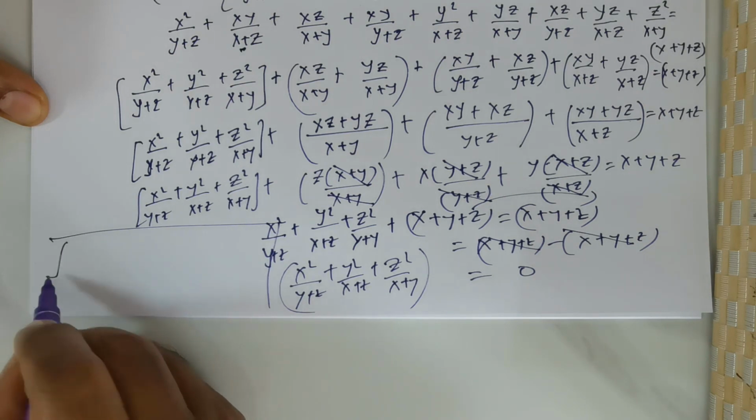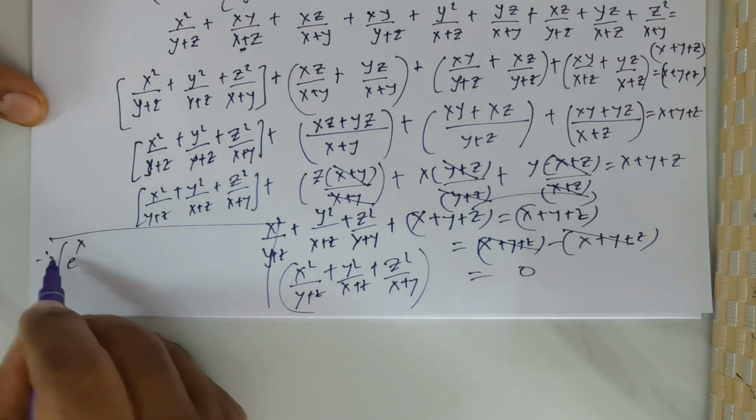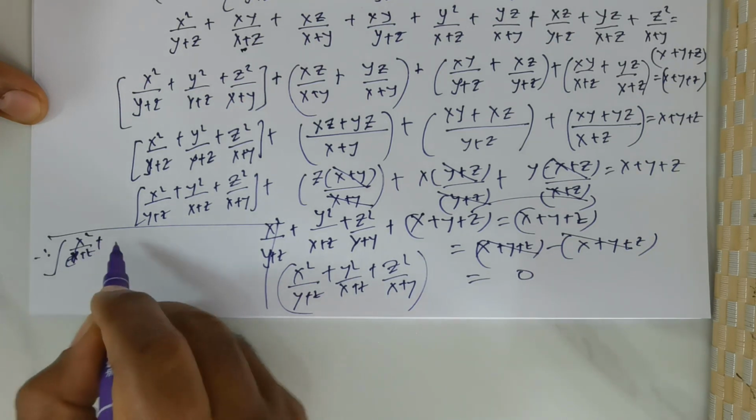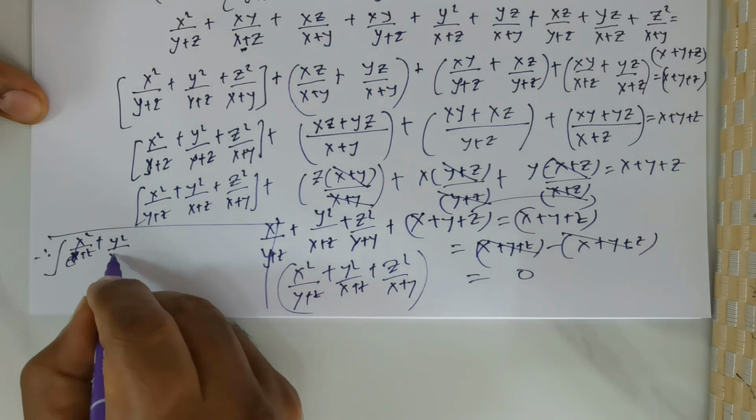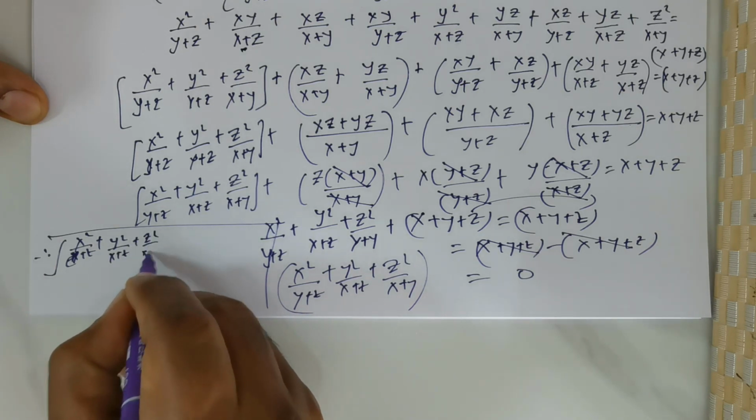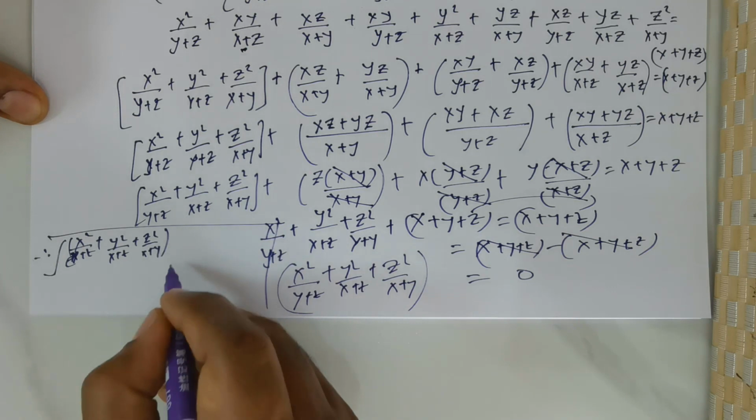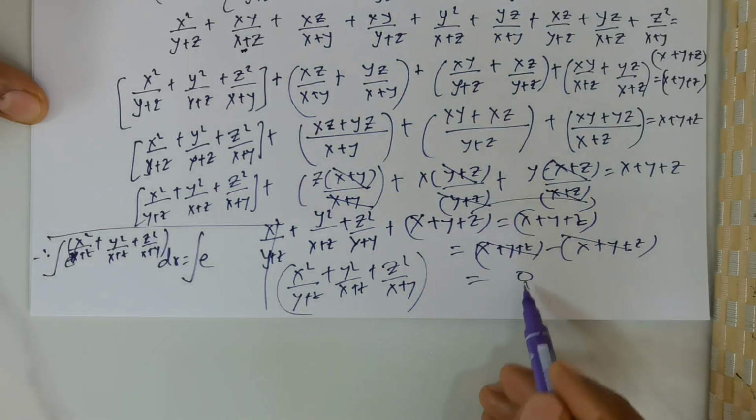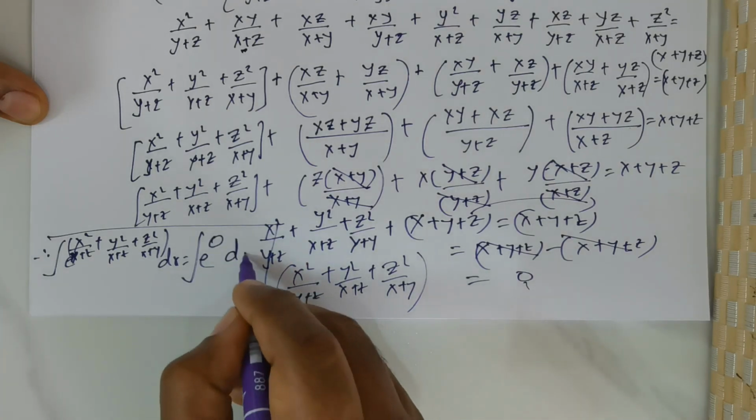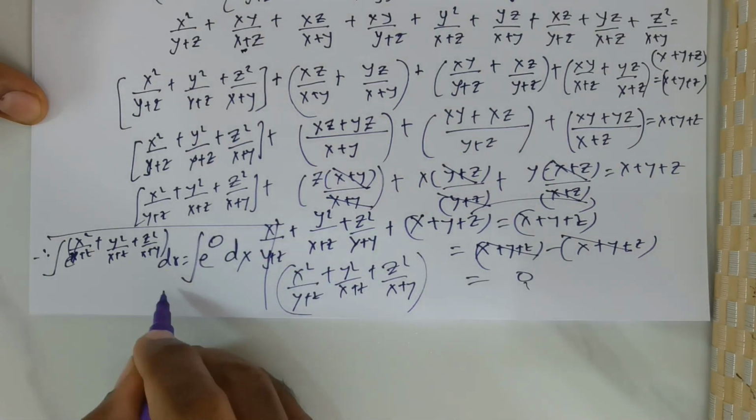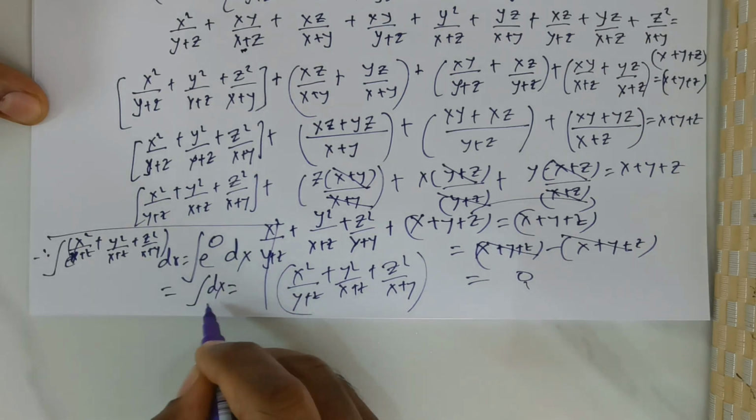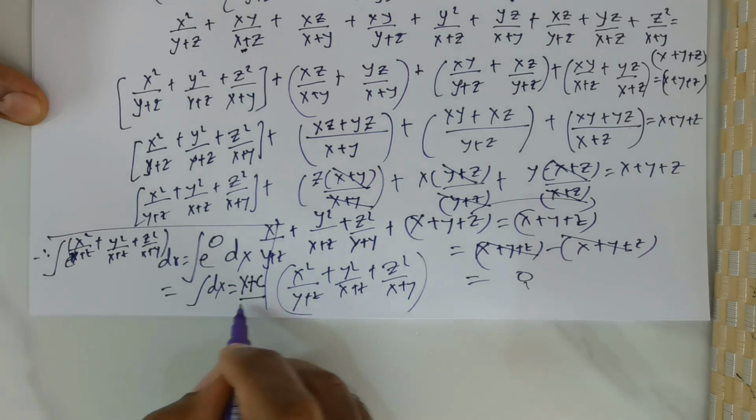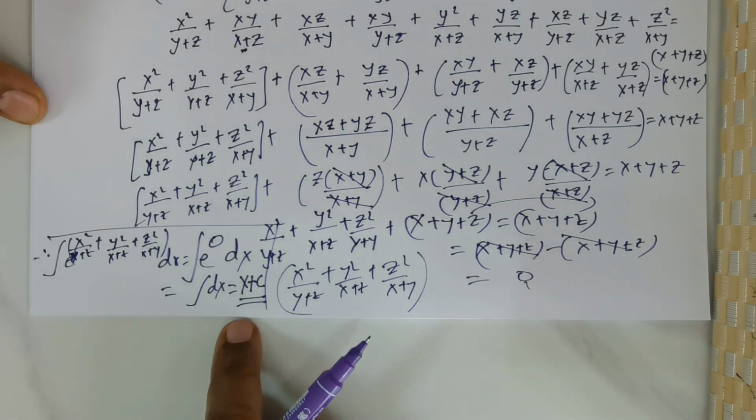So we are asked to integrate e raised to the power of x squared over y + y squared over x + z squared over x + y, times dx, which is equal to the integral of e raised to the power of, this entire expression has resulted in 0, times dx. So e raised to the power of 0 is 1. So you have integral dx, and the integral of dx is going to be x. This is an indefinite integral, so you place a constant c. So that is the solution.